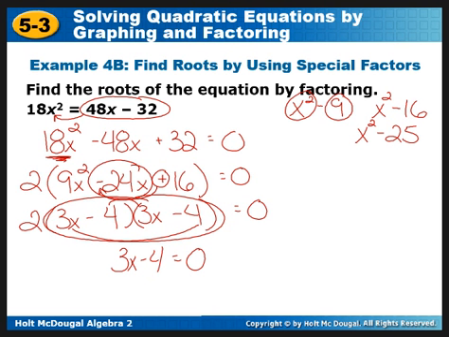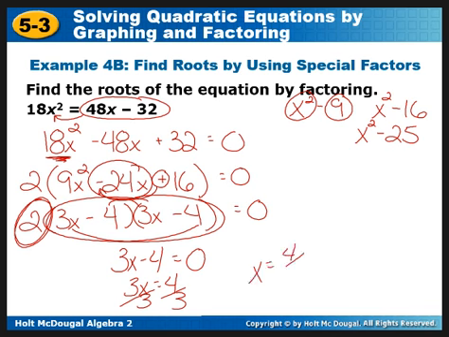And I do not have to set this 2 equal to 0 because there's no variable with it. So in this case, I'm only going to get one answer, and that answer is going to be x equals 4/3.